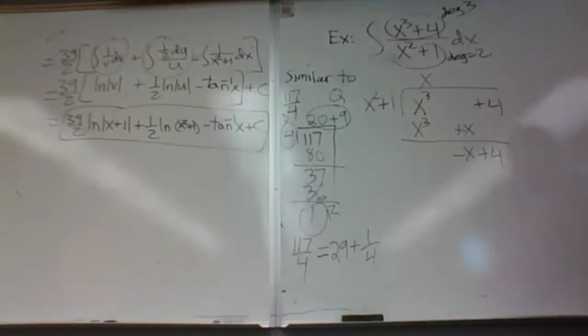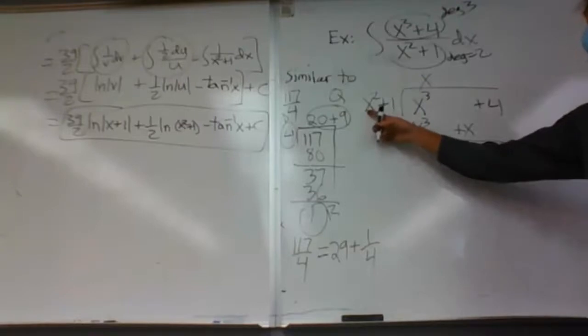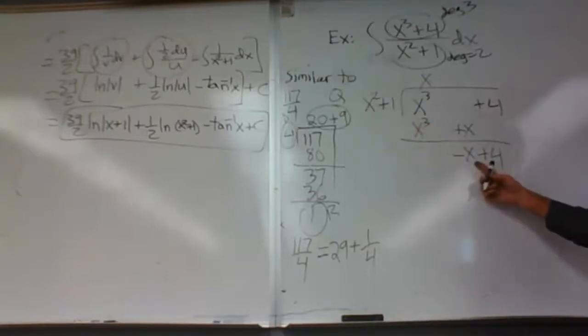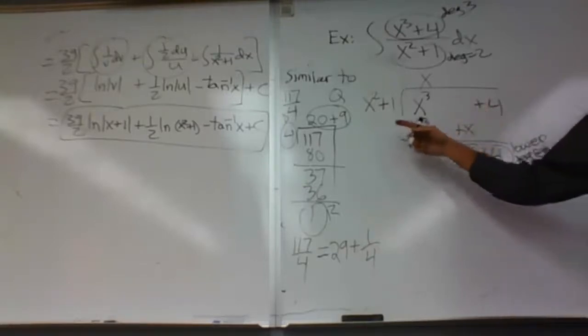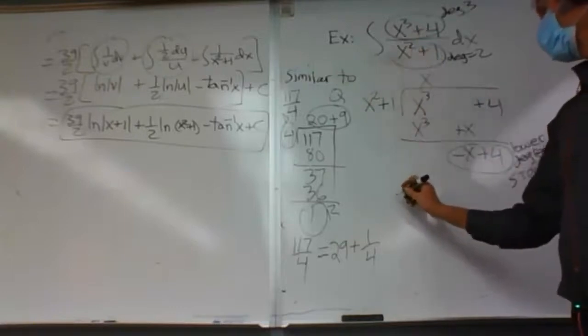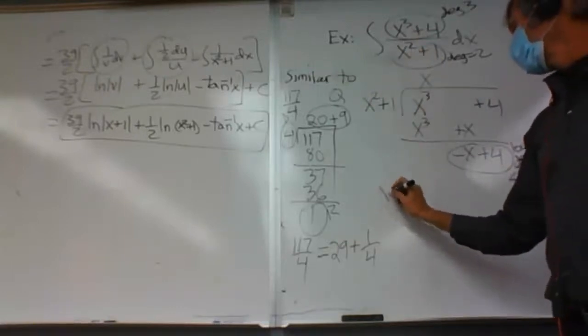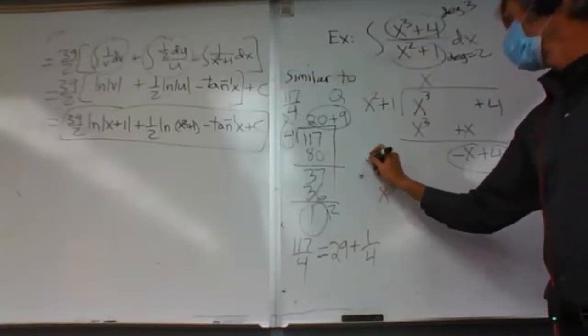You subtract the bottom line from the first. No, because that's the top line. Top line minus the bottom line. And now I say, how many times does x squared plus 1 go into minus x plus 4? Well, now, once this is lower power, lower degree, you stop. That's polynomial division.